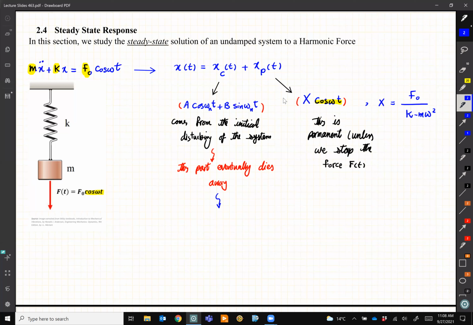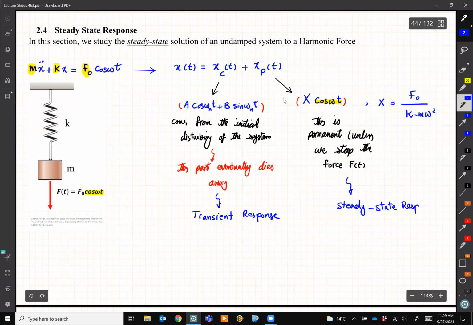Transient response. But the other part, since it is permanent, it's going to be always there, and it is called steady state response. Right? So transient or transient, people use both.